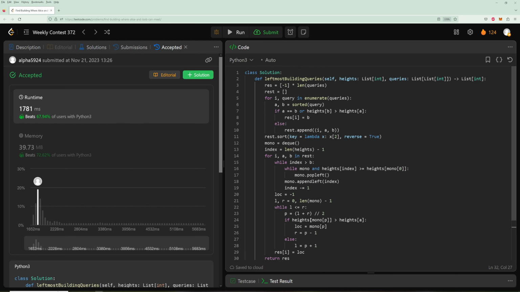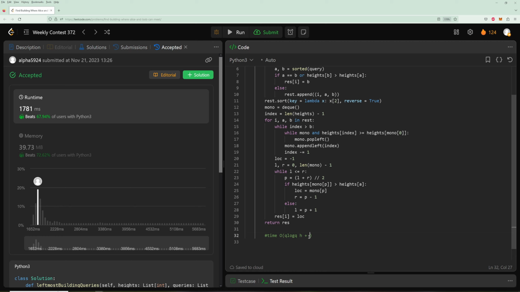Let me see if there's anything else here. Right, so for this binary search, we're basically searching through the stack, which is length H. So it's going to be a log of H. And then how many times are we doing that? Well, we're going to be doing it for the number of queries, right? So for every single query, if every single query has a tough query, then it's going to be Q log H or something like that.